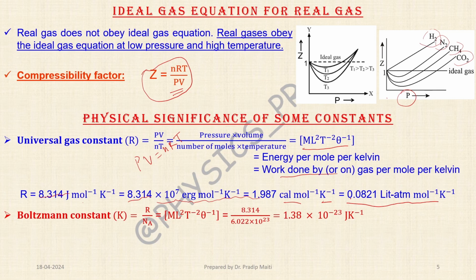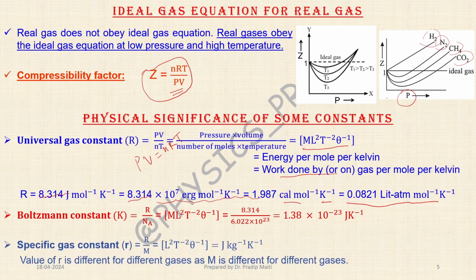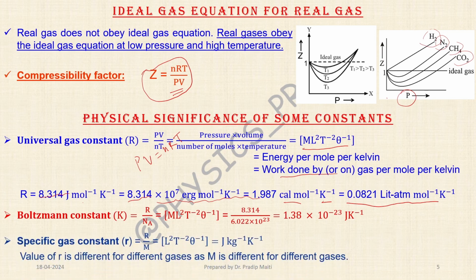Another important constant, that is Boltzmann's constant. Boltzmann's constant is given by R upon Na, where Na is the Avogadro number, and its value is 1.38 into 10 to the power minus 23 joule per Kelvin. Here is another significant constant, the specific gas constant, represented by small r, and it is denoted by capital R divided by M, that is the universal gas constant upon the molar mass of the gas. The value of r is not the same for different gases because M is different for different gases.